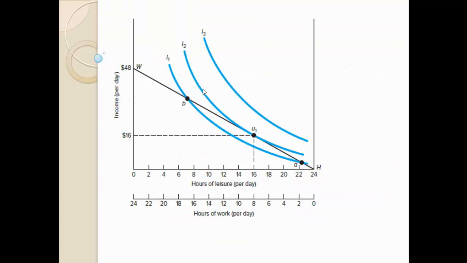So let's come to the diagram. Look here. Suppose the wage rate is 2. If the labor works for 24 hours and doesn't enjoy any leisure, then for working 24 hours at $2 per hour, he will have an income of $48. So WH is the budget line for that particular labor. Now, students, we see there are three different indifference curves, I1, I2 and I3. We see I1 is touching the budget line at point B and point A.